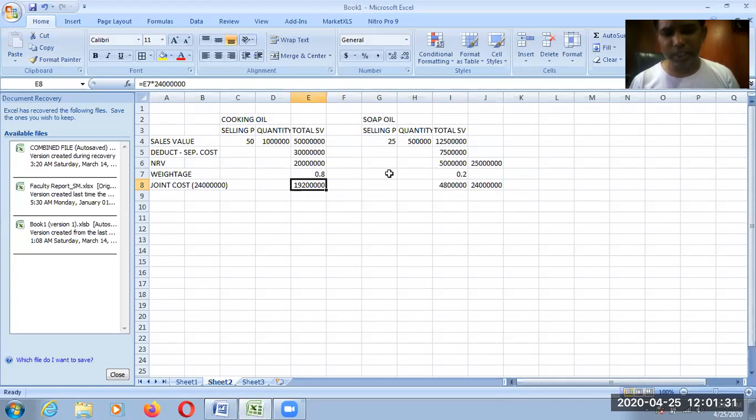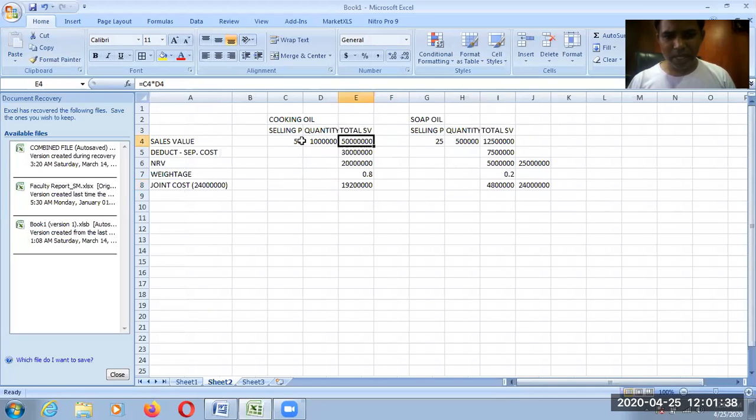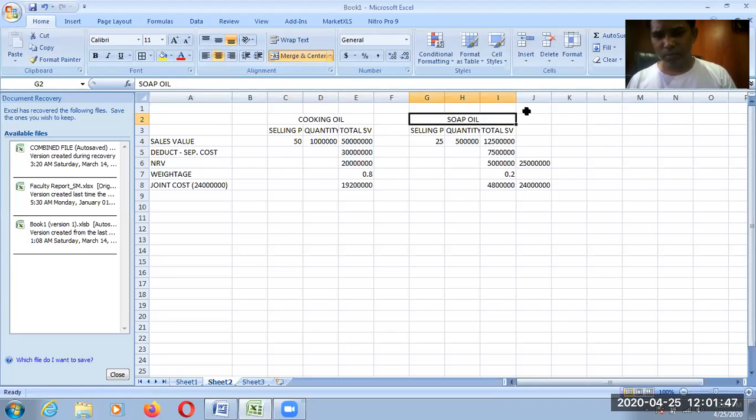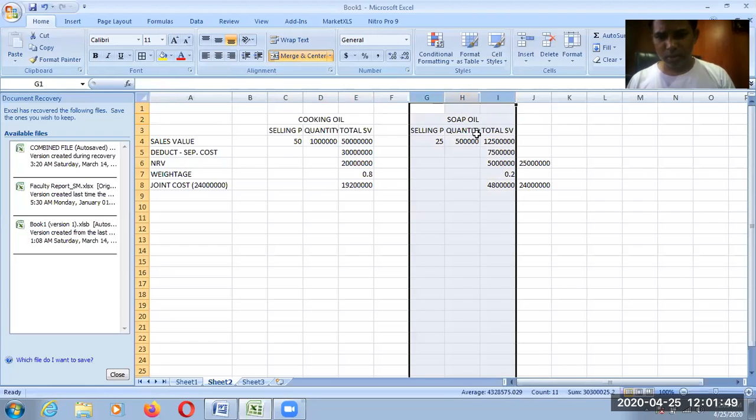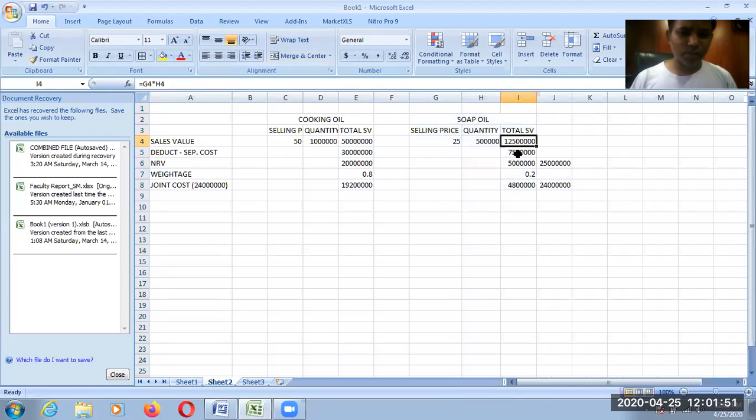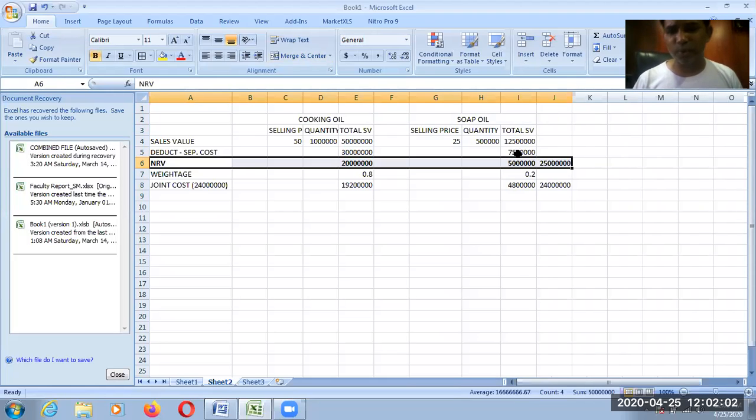I hope this is clear. First of all, we need to calculate the sales value. We did that. Then after calculating the total sales value of both cooking oil and soap oil, we deducted the separable cost of each product from that sales value. We have NRV. This is known as net realized value at the split-off point.